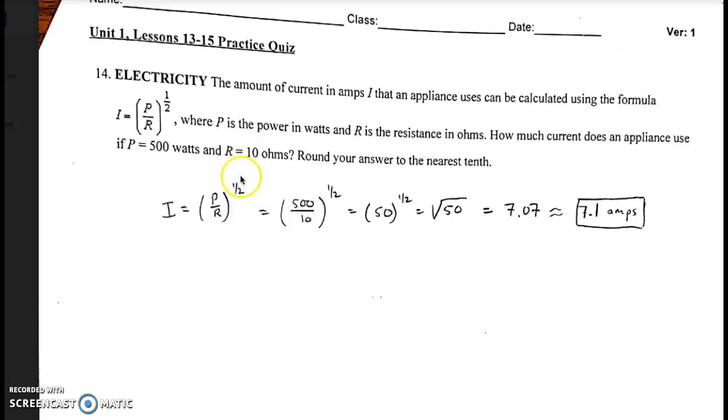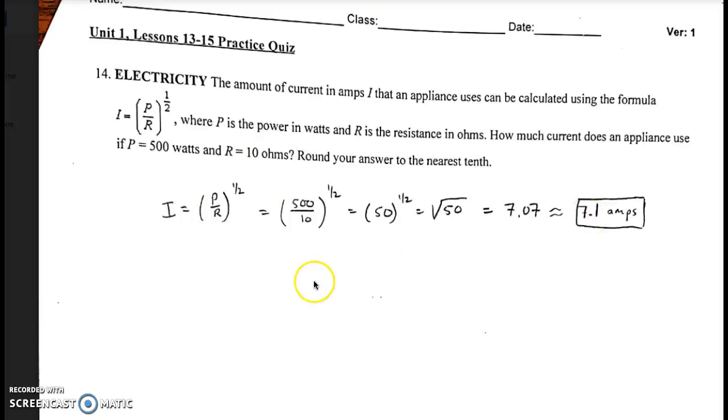So first thing I did, anytime you have a word problem with a formula, write the formula out. Then you plug in the values you're given. They give you P is 500 and R is 10. 500 divided by 10 is 50. And we're taking the 1/2 power. The 1/2 power is just the square root. So you go to your calculator. The square root of 50 is 7.07. And I'm rounding to the nearest tenth. That's 1 decimal place. So the 7 bumps us up to 7.1 amps. Because my answer is in I, units of I, and I is amps. Make sure you throw units on your answer for a word problem.